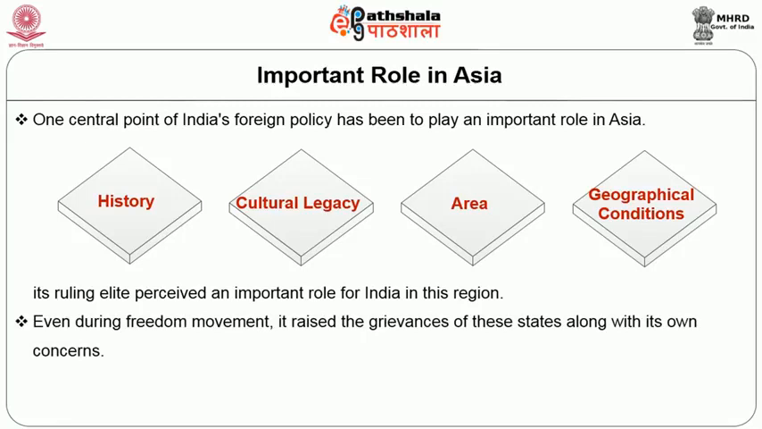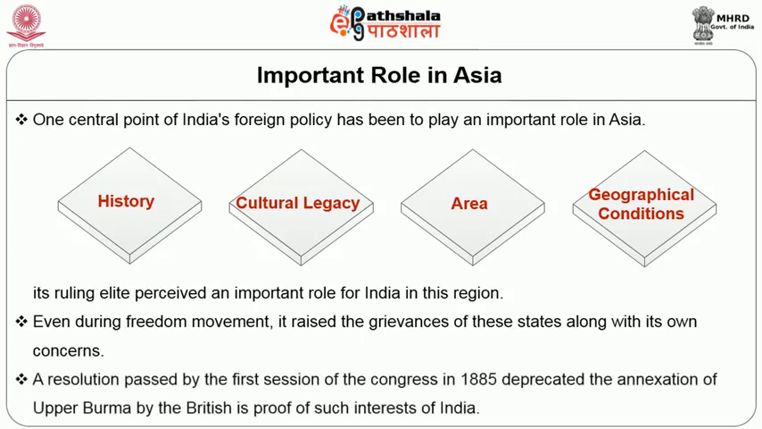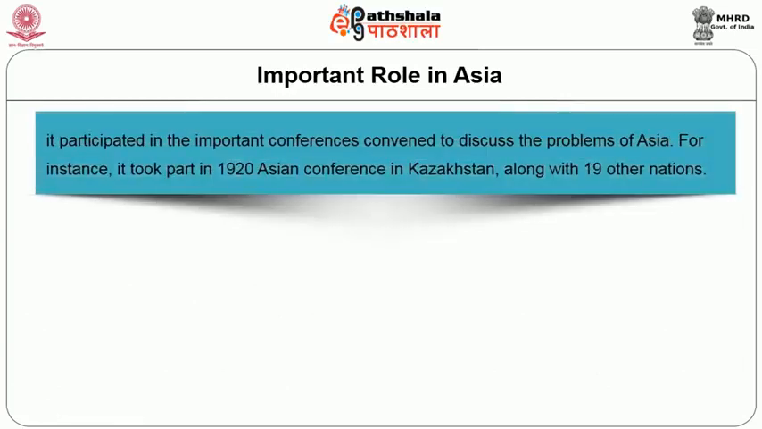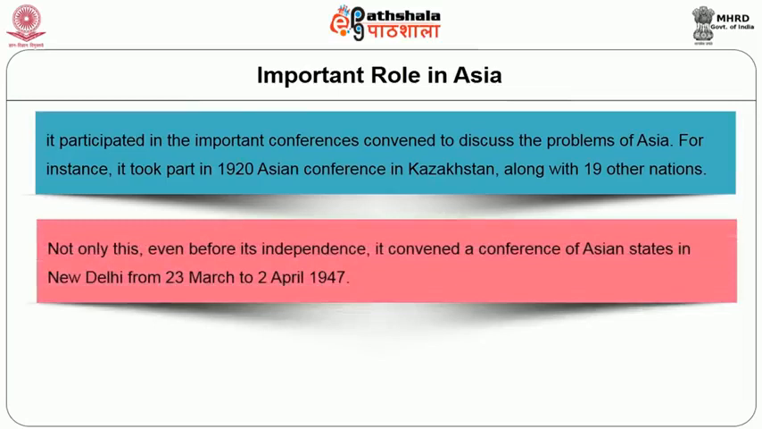Even during the freedom movement, it raised the grievances of these states along with its own concerns. A resolution passed by the first session of the Congress in 1885 deprecated the annexation of Upper Burma by the British, which is proof of such interests of India. Besides, it participated in the important conferences convened to discuss the problems of Asia. For instance, it took part in the 1920 Asian Conference in Kazakhstan along with 19 other nations.